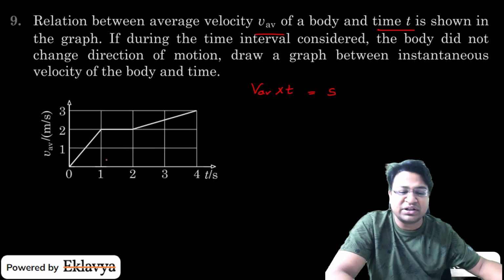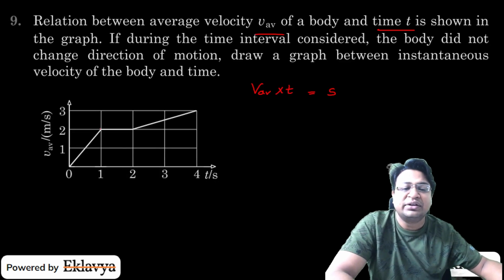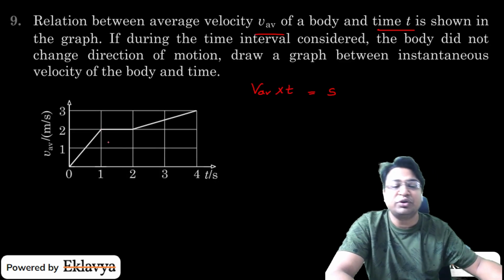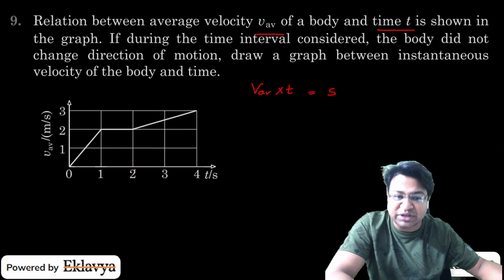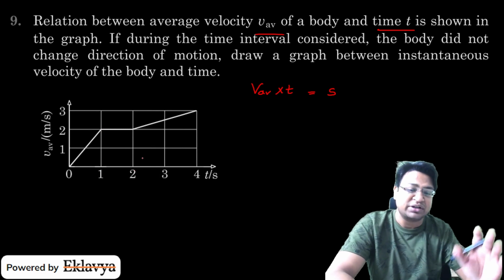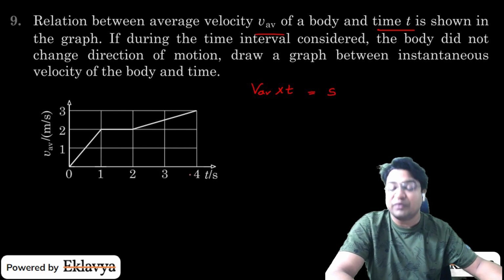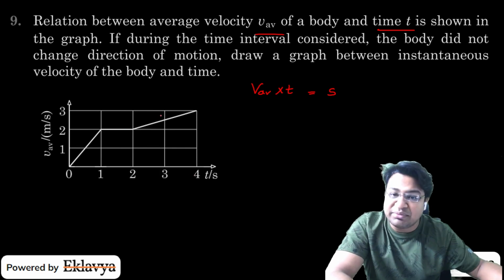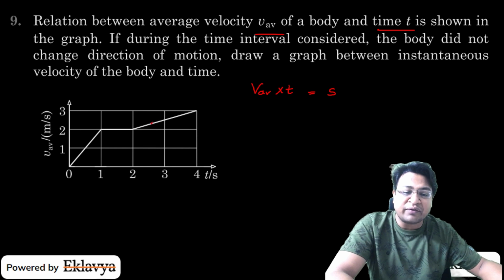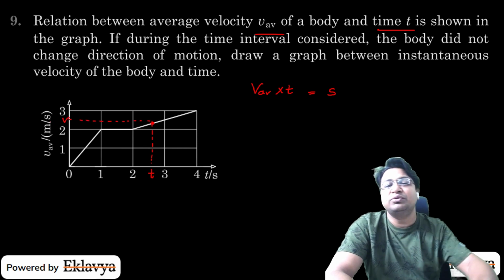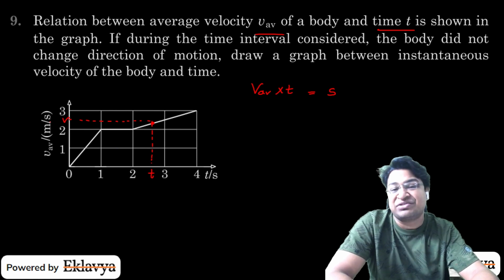So this graph is telling us that if the motion took place for 1 second, then the average velocity for that 1 second would be 2 meter per second. If the motion took place for 2 seconds, then the average velocity for that 0 to 2 second period would be 2 meter per second. If the motion took place for 4 seconds, then the average velocity is 3 meter per second. So whatever point you choose on this graph, that point will have a certain value of time and a certain value of average velocity. If you multiply these two, then you will get the displacement up to that second.